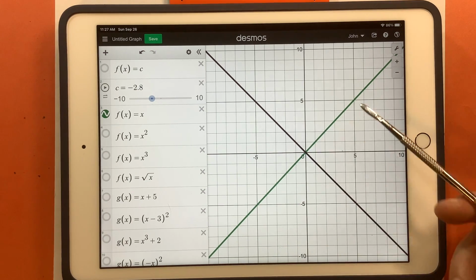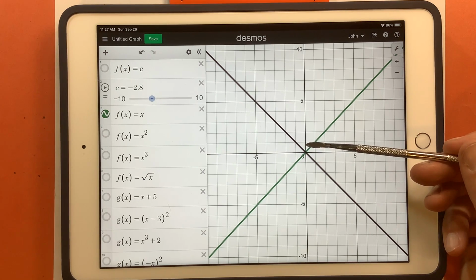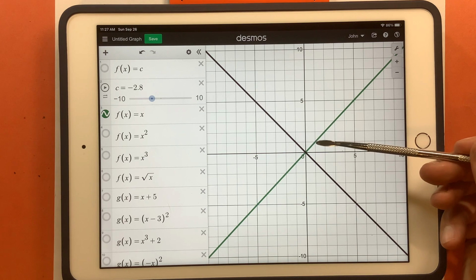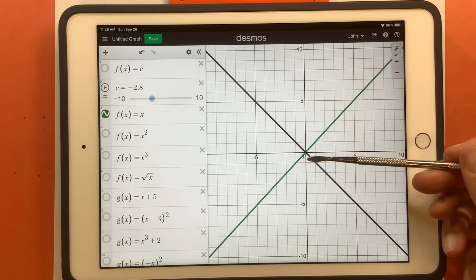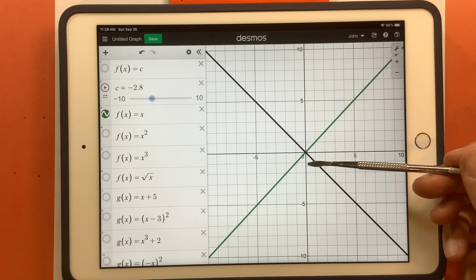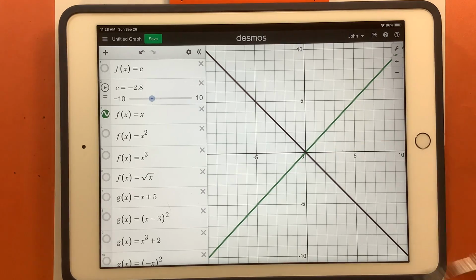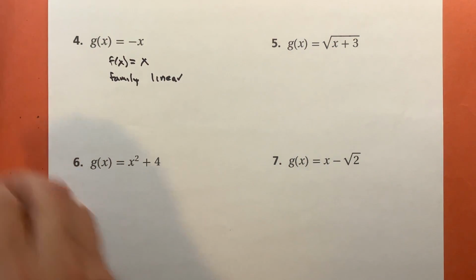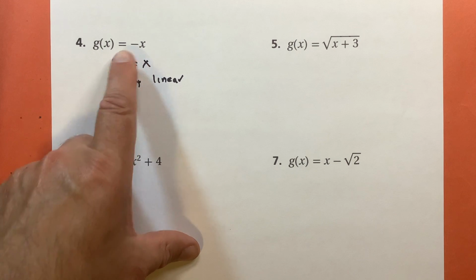But where the green line has a slope of positive 1, right? Don't say rise or run. The vertical changes 1, the horizontal changes 1. This time, this one goes down 1 space and to the right 1 space, or you can say it goes up and to the left. So it looks like the slope of this one is -1, which makes sense because it's g of x equals -x.